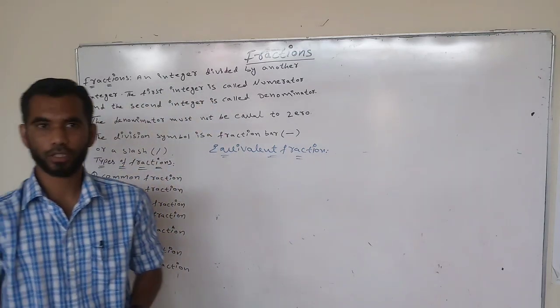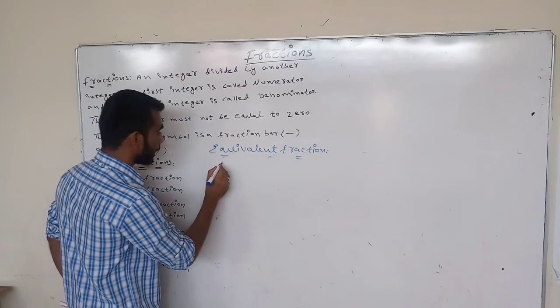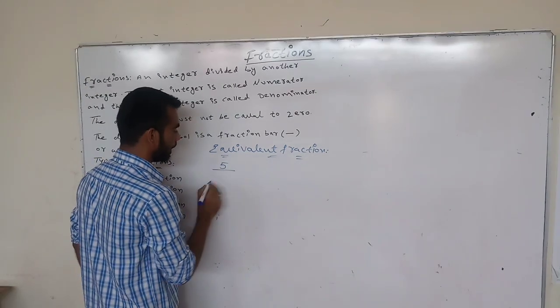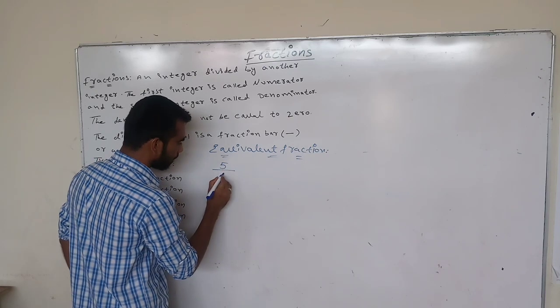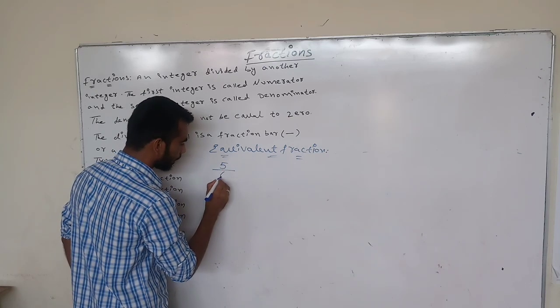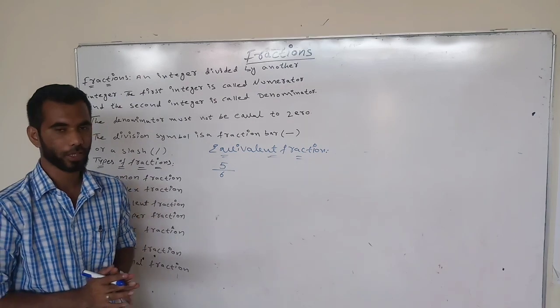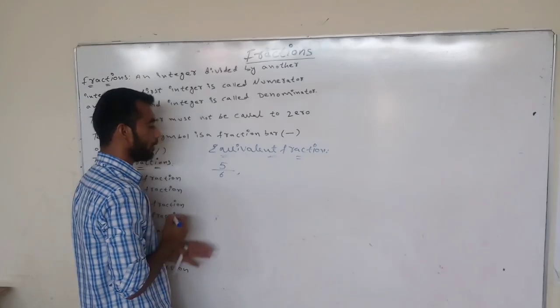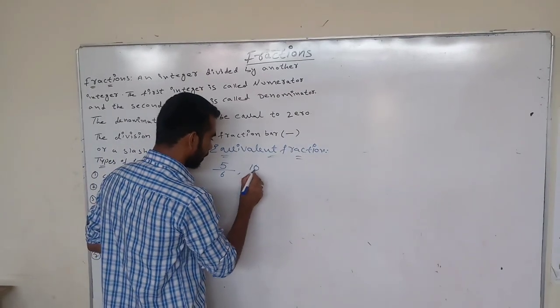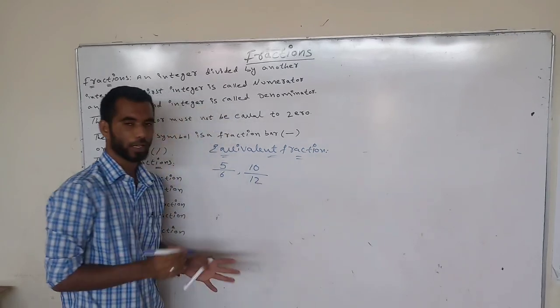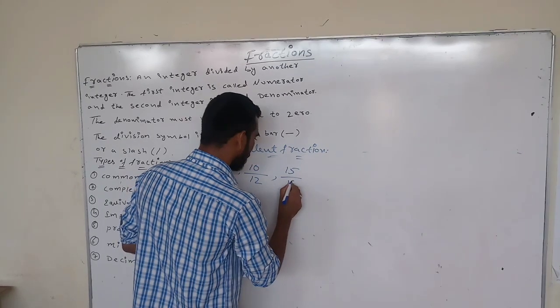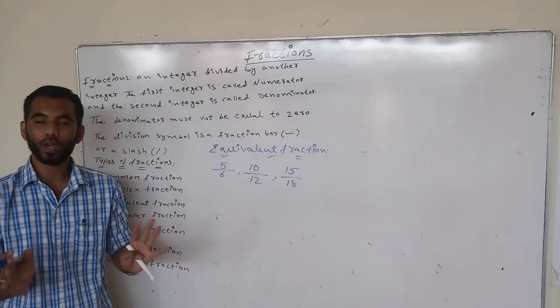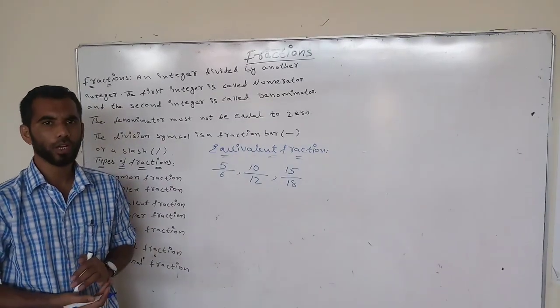What is the equivalent fraction? See, take 5 by 6. If I am taking 5 by 6, next will be 10 by 12. Next it will be 15 by 18. These are equivalent fractions. How is it becoming an equivalent fraction?